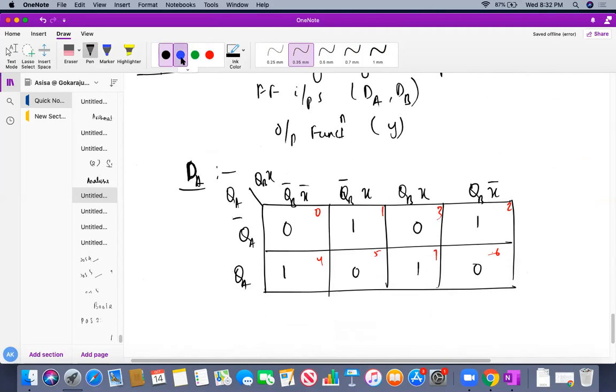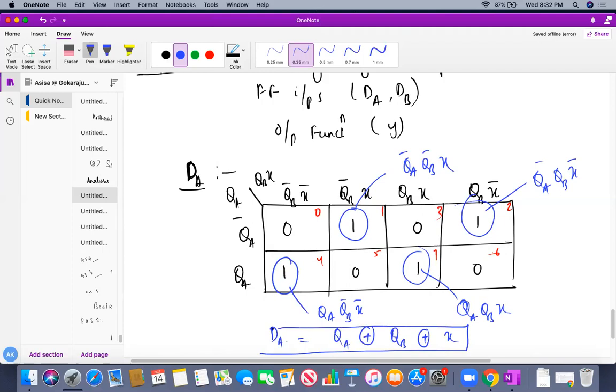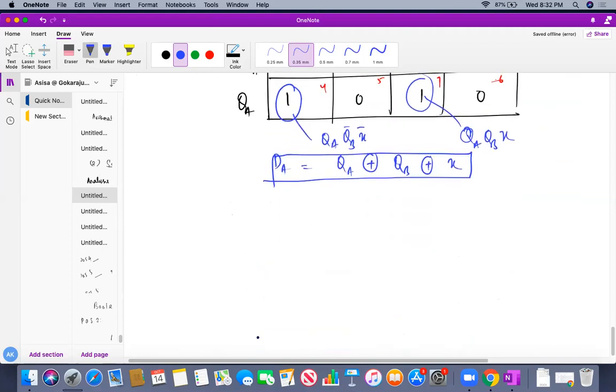So how to combine it? This is the way we can combine it. We have already seen if this type of function comes up, we'll get DA, which is QA XOR QB XOR X, because we'll get here QA QB bar X bar, and for this we'll get QA bar QB bar X. For this we'll get QA QB X. For this we'll get QA bar QB X bar. If you solve all these, finally we'll get DA, which is QA XOR QB XOR X. Any doubt on this?